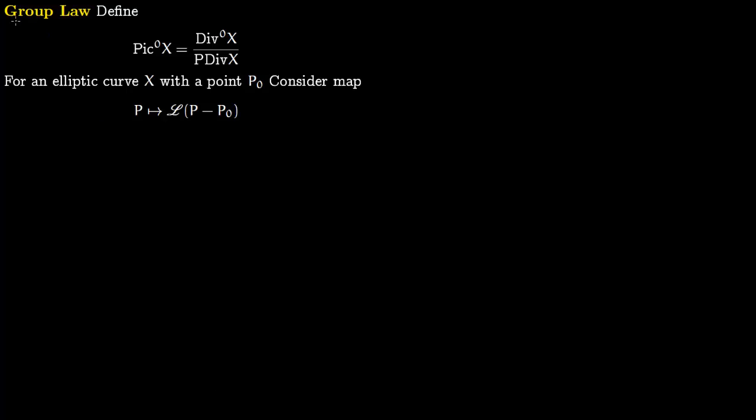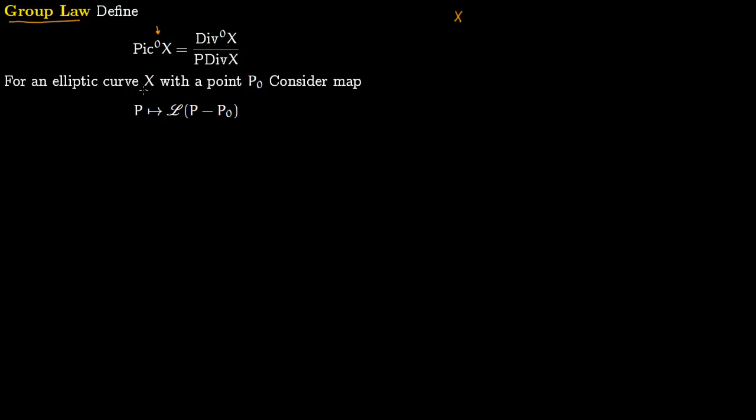So we now define group law on elliptic curves. Say you have an elliptic curve X. On this elliptic curve, the group law will be given by this Pic group. Notice there is a 0 here, so this is a Pic 0 group. This is not a general Pic group, but a Pic 0 group. And this is defined as equal to degree 0 divisors, modulo out the principal divisors.